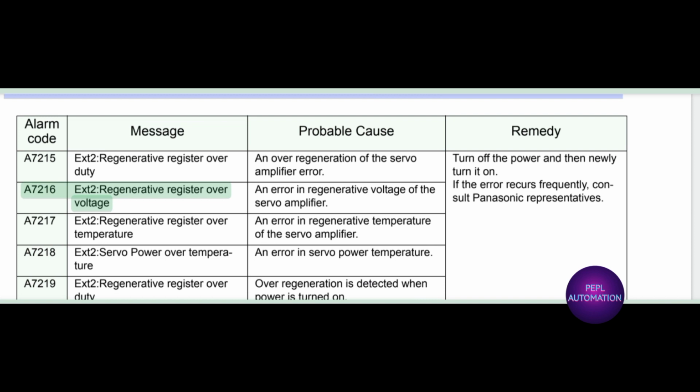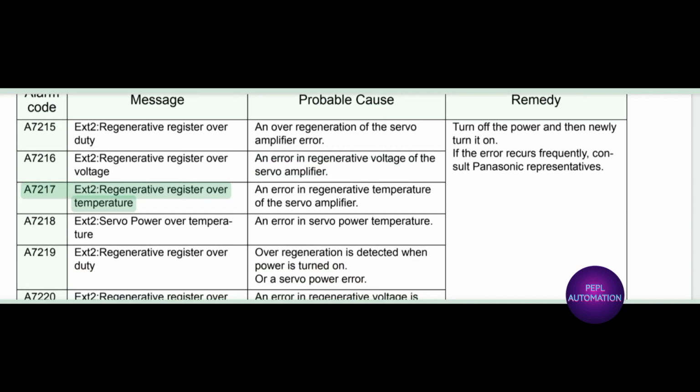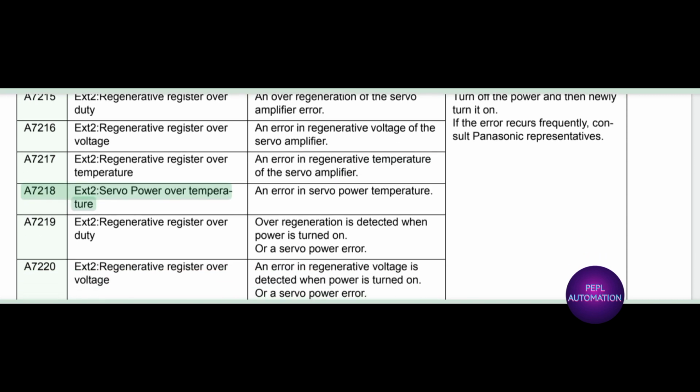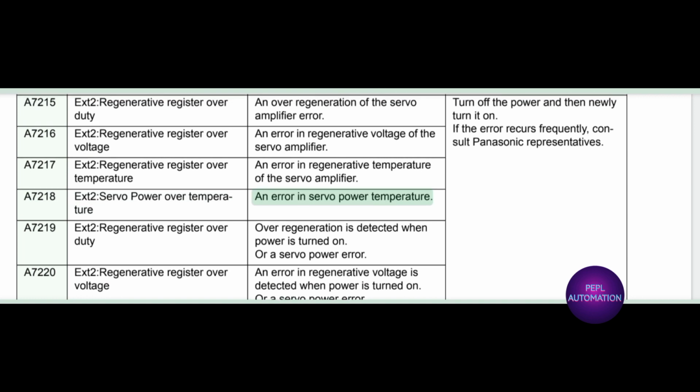A7216X2, regenerative register over voltage. An error in regenerative voltage of the servo amplifier. A7217X2, regenerative register over temperature. An error in regenerative temperature of the servo amplifier. A7218X2, servo power over temperature. An error in servo power temperature.